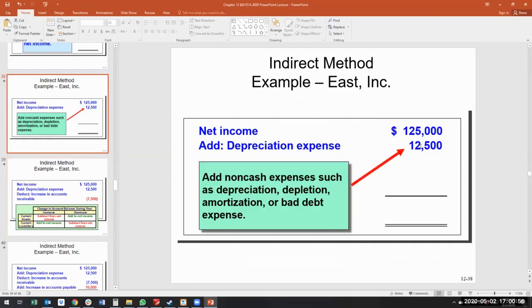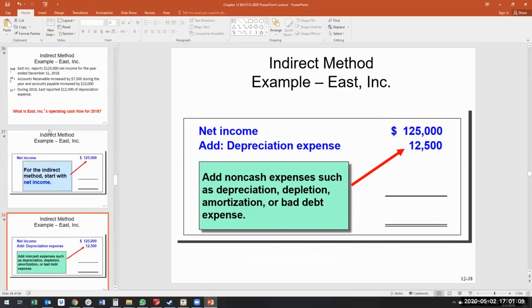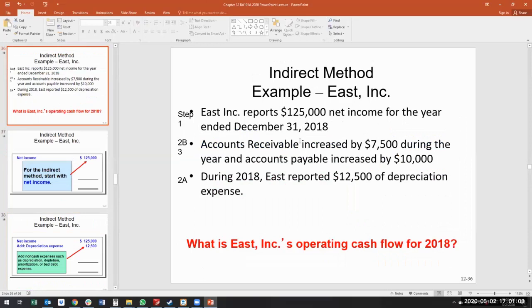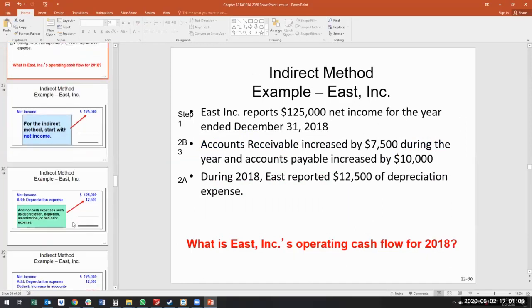So we'll add depreciation expense. So our net income now plus $12,500. Then we'll look at the next transaction. Accounts receivable increased by $7,500.